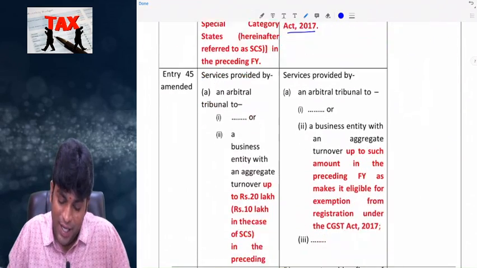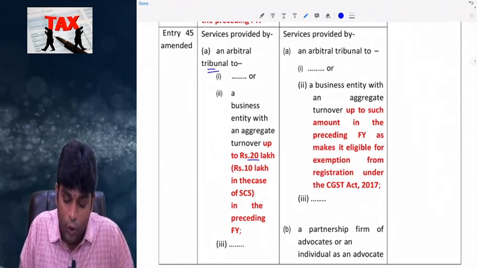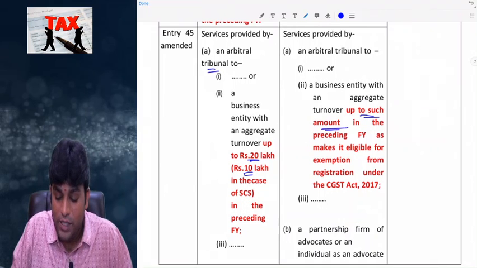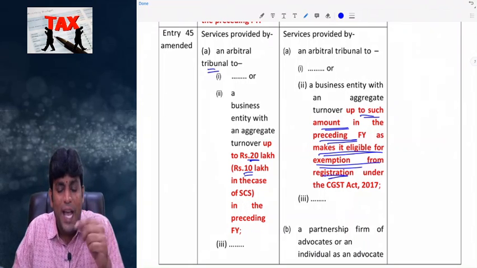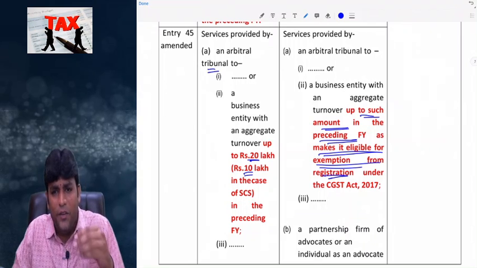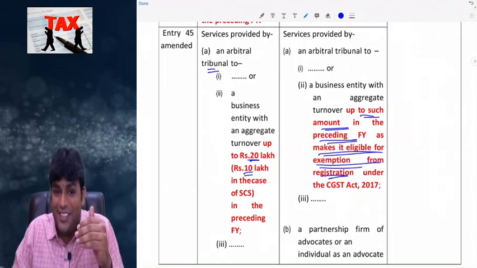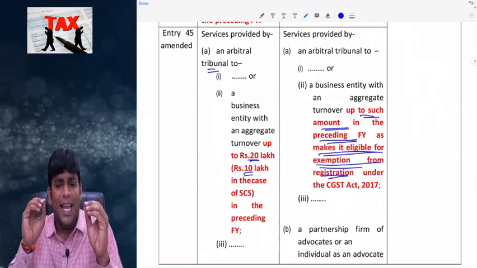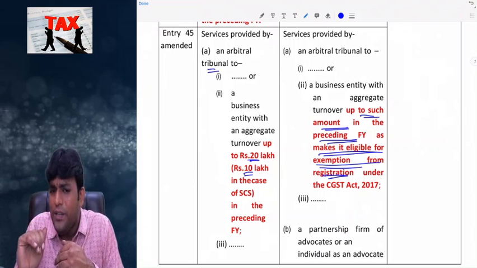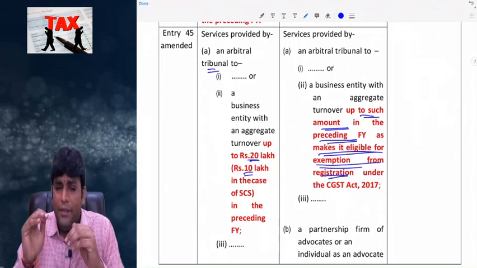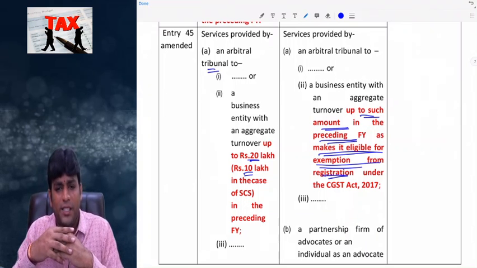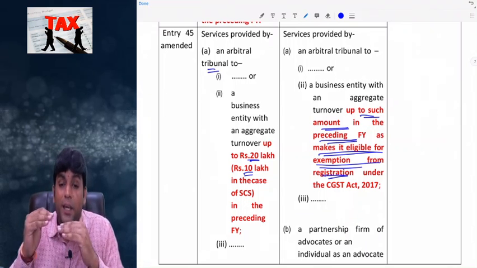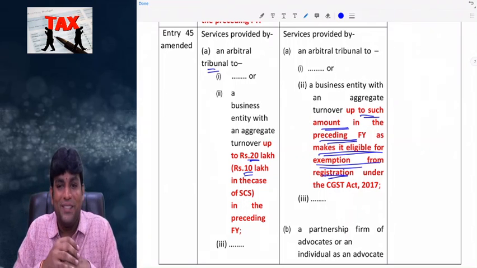Clear? The same logic applies here also for the arbitral tribunal. Earlier they said 20 lakhs, 10 lakhs. Now they say up to such amount in the preceding financial year for making it eligible for exemption from registration. They changed this language because earlier it was only the 10 lakhs, 20 lakhs story, but now we also have the 40 lakhs story. And in 40 lakhs, we learned two interesting concepts. One, the 40 lakhs limit will apply only to a person engaged exclusively in supply of goods. And moreover, even if he does some exempt service by way of extending deposits, loans, advances where the consideration is interest or discount, he is still deemed to be engaged in supply of goods.